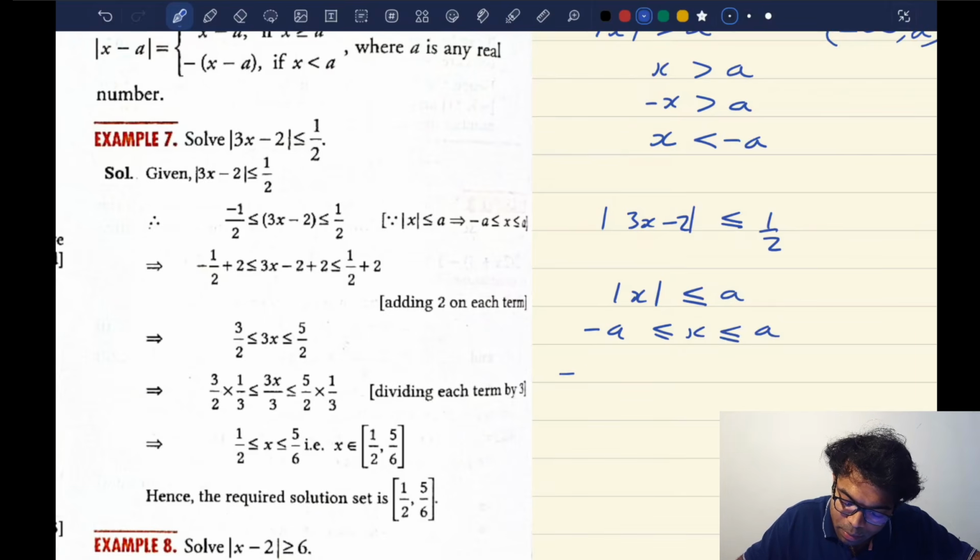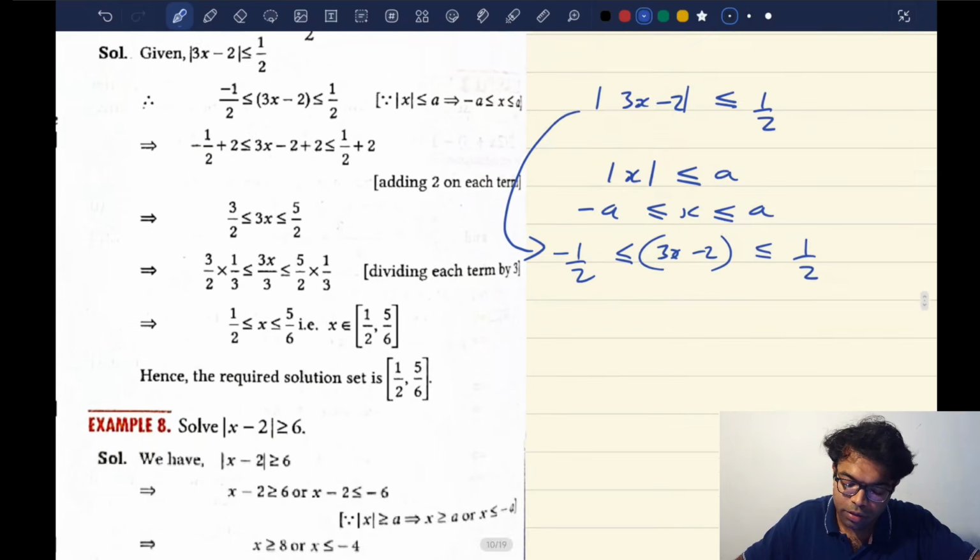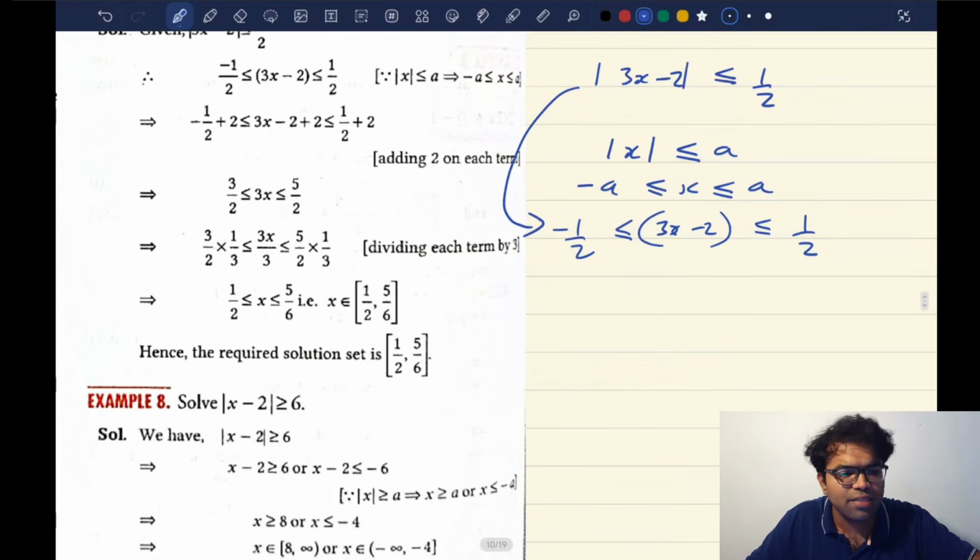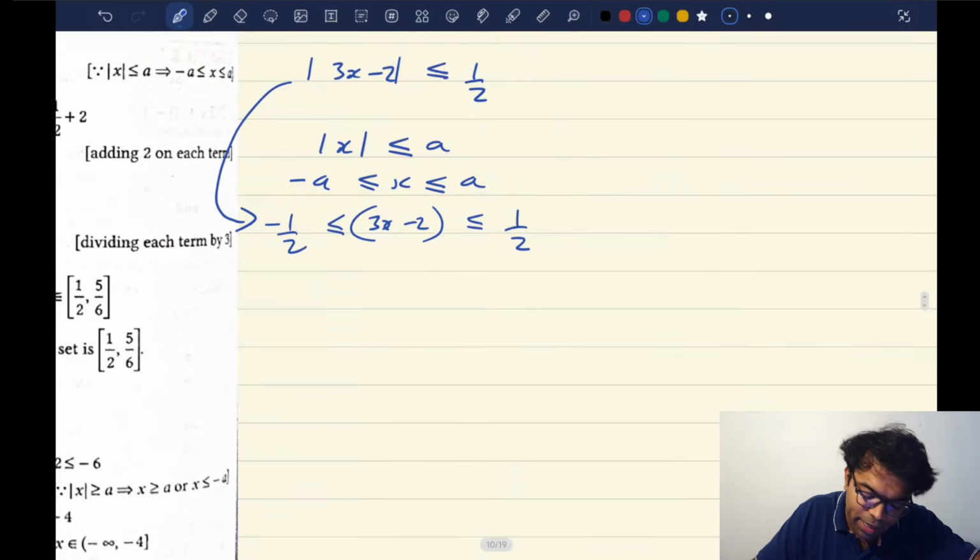So this can be written as minus 1 by 2 is less than or equal to 3x minus 2 is less than or equal to 1 by 2. So now it's just a simple problem. Opening up the modulus is where a lot of students make silly mistakes.